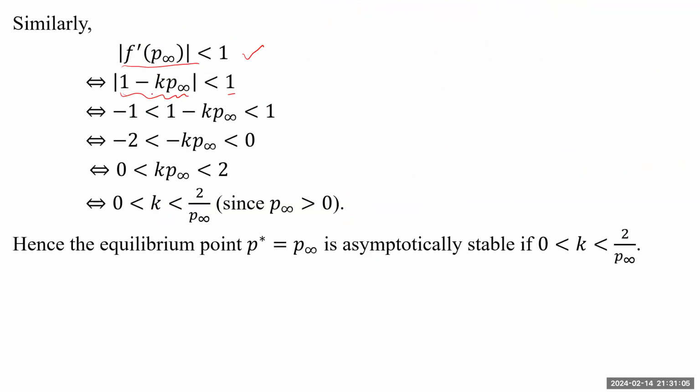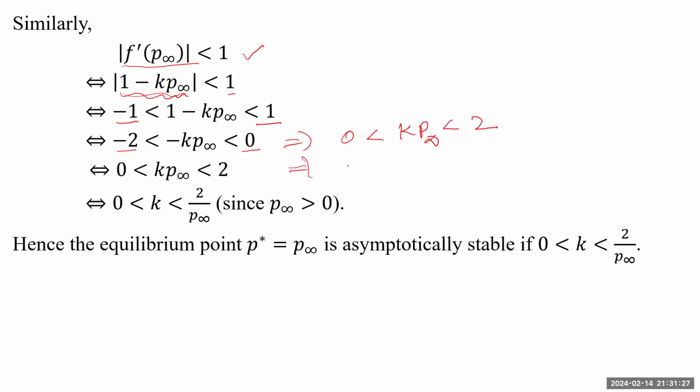Again, that value lies between minus 1 and plus 1. Subtracting 1 on both sides, you will get minus 1 here. And multiplying by a negative, the inequality will change. That gives 0 is less than k p infinity is less than 2.